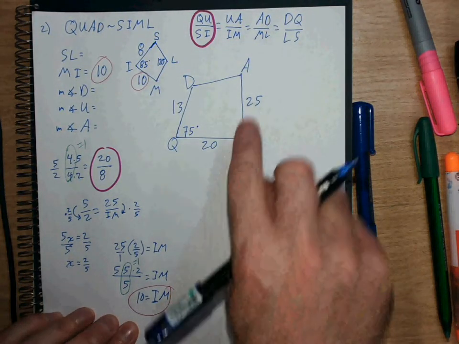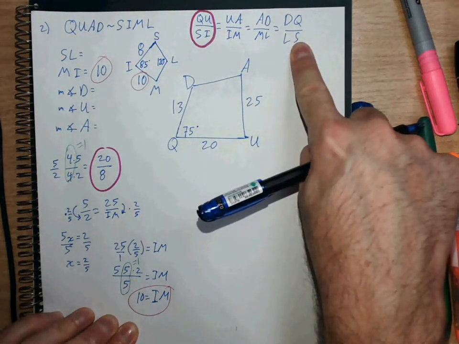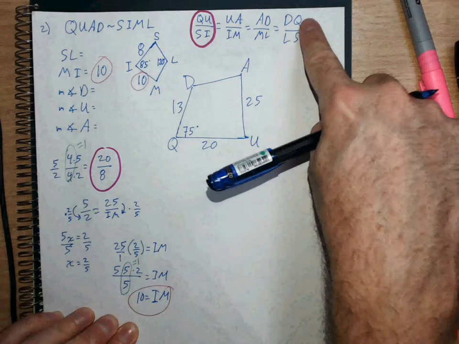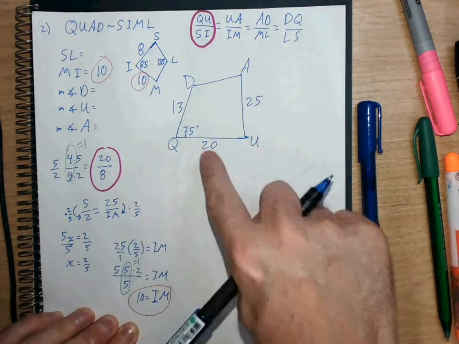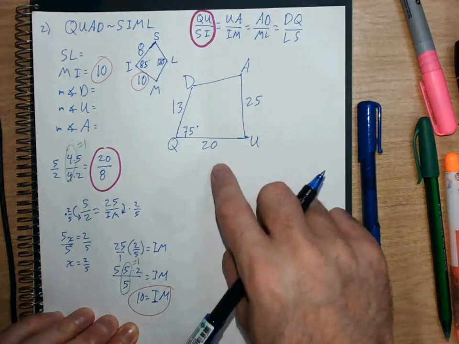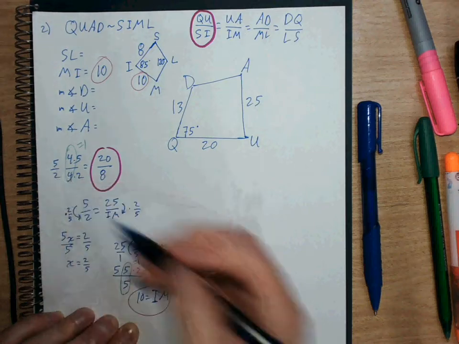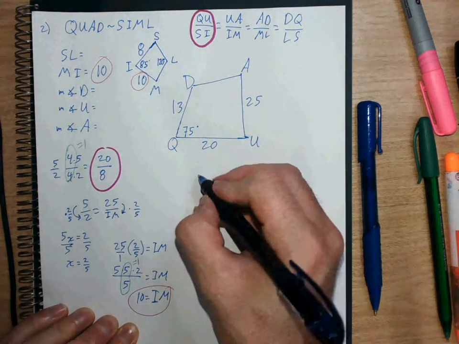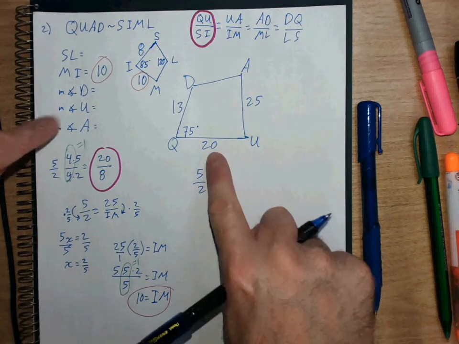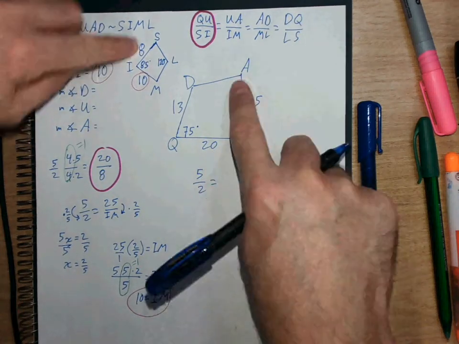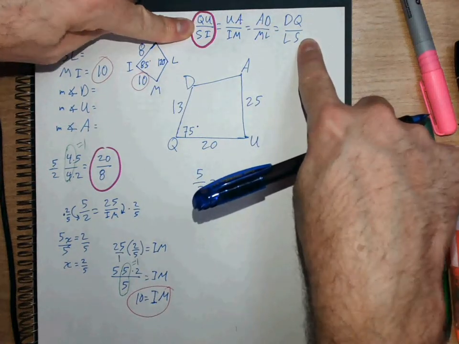Now, let's see. What's the other thing we need? We need SL. We need this one here. Okay? So we have DQ, it's 13. Alright, so I'm going to use this same ratio. Again, we could use 20 over 8, but I simplified it to 5 over 2, so I like to use the smaller numbers. Okay, so I'm going to say that 5 over 2, which is the same as 20 over 8, is equal to DQ over LS, right?